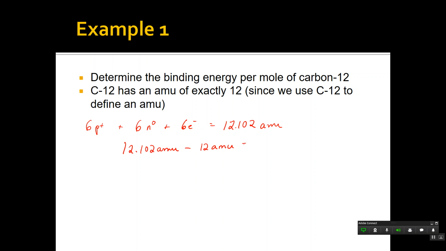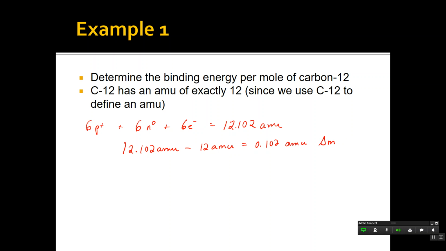Now I have two options. I can go directly and use E equals MC squared, or I can use the conversion factor that I used before. They're both the same number of calculations. I'll let you decide which one works. I'm going to go the classical way. So I'm going to convert my AMUs into kilograms.